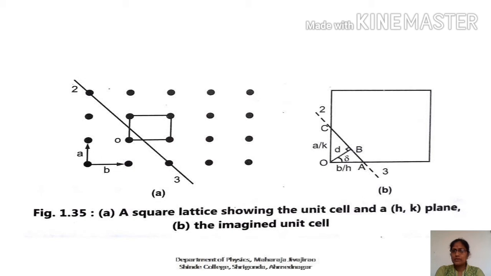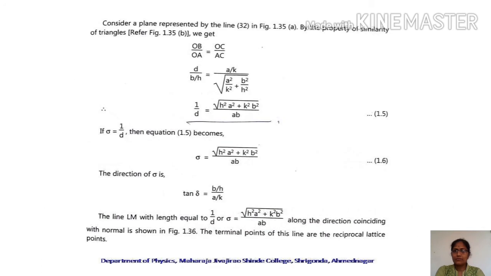Therefore, diagonal square is equal to OC square plus OA square, and we have found out the value of AC square. AC is square root of a square upon k square plus b square upon h square. Therefore, as we want to find the value, 1 upon d comes out as square root of h square a square plus k square b square upon ab. And we know that 1 upon d, the reciprocal of direct lattice, is nothing but reciprocal lattice.